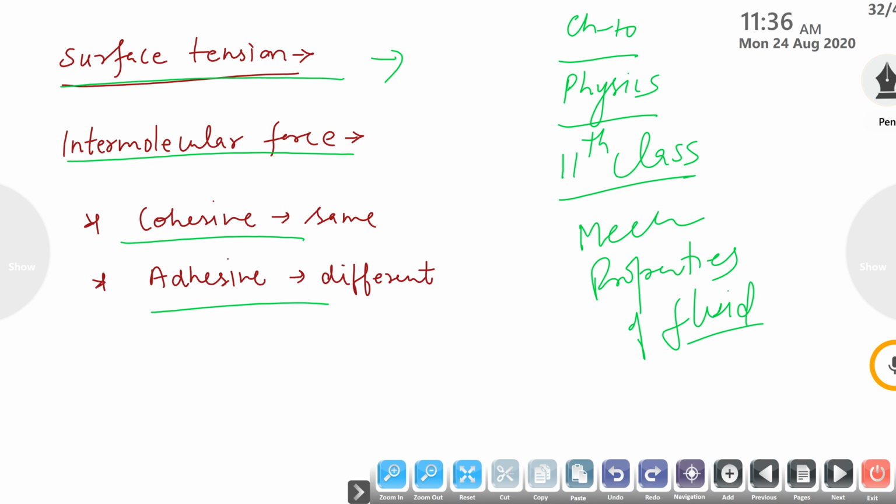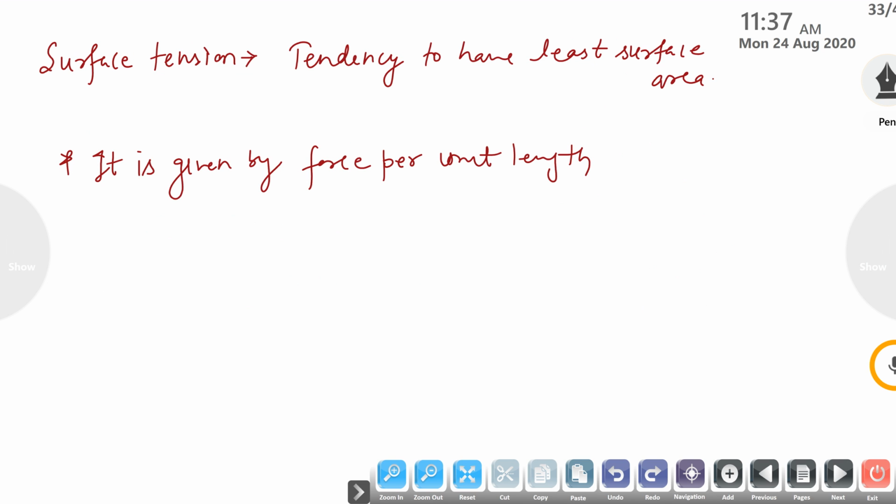There can be two types of force, cohesive force or adhesive force. Cohesive force always acts between the same type of molecules, which means similar molecules show this attractive property. Adhesive force is shown by molecules of different types of liquid. So cohesive means same type of molecules, and adhesive means different type of molecules.